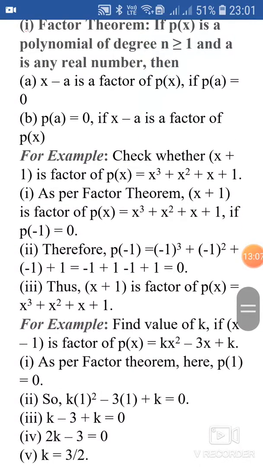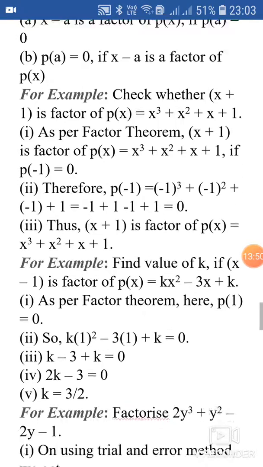In the factor theorem, if p(x) is a polynomial of degree n greater than or equal to 1 and a is any real number, then x minus a is a factor of p(x) if p(a) is 0. And now reverse the statement. If p(a) equals 0, then x minus a is a factor of p(x). See, both statements are the vice versa of each other. One is important for the other, and similarly the other is important for the first. If x minus a is a factor of p(x), then p(a) is 0. And if p(a) is 0, then x minus a is a factor of p(x). That is the factor theorem. You only have to memorize this statement.